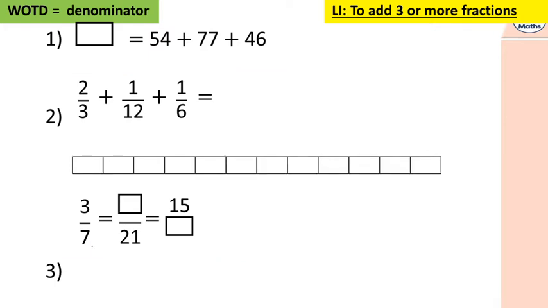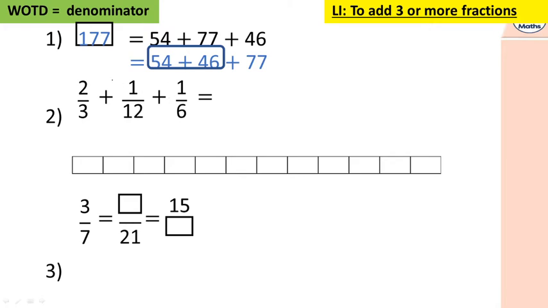Okay, so number 1 is just asking you to add those 3 numbers together. You might have done kind of addition, or you might have noticed something. You might have noticed that 54 add 46 is in fact 100, and then all you do is 100 add 77, which is 177. Okay, the next one, you have 2/3 add 1/12 add 1/6.